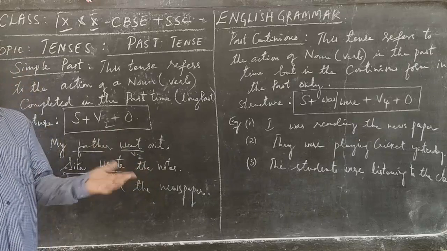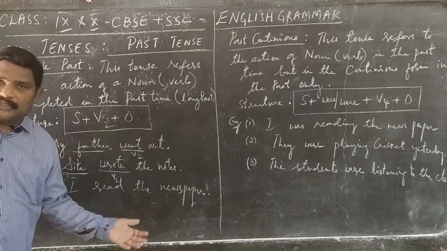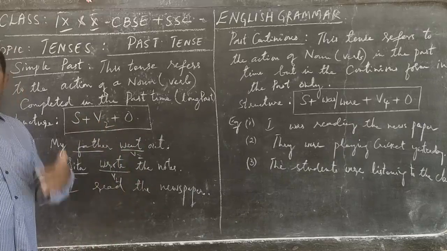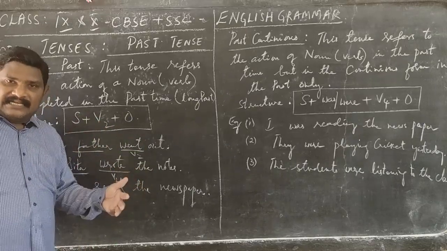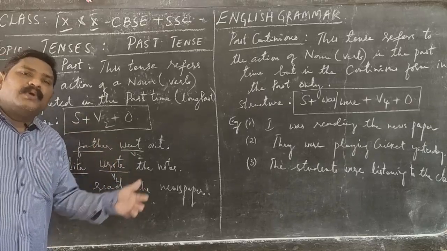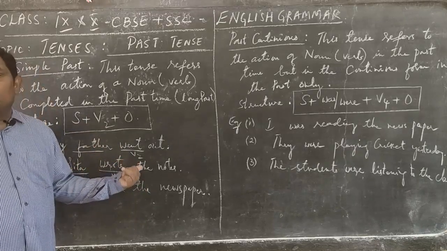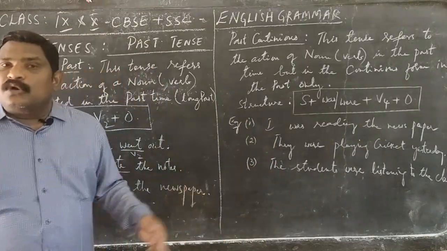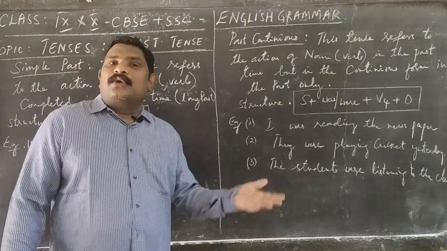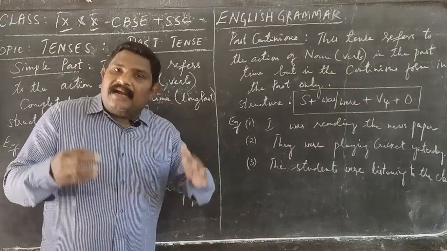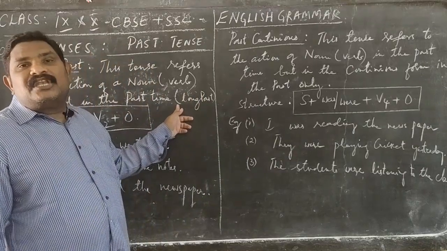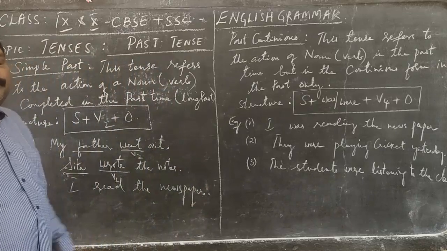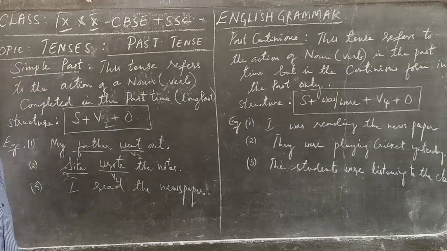When did she write the notes? We don't know. She wrote the notes means she completed writing the notes. When? Yesterday. She wrote the notes three days back. She wrote the notes last month. The action happened in the past time. That is V2. That is called simple past.